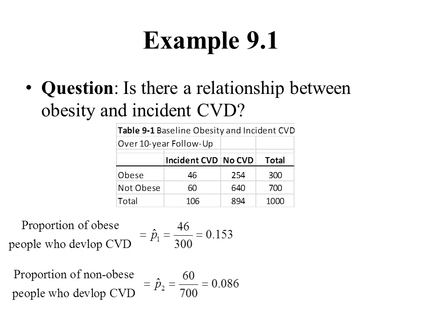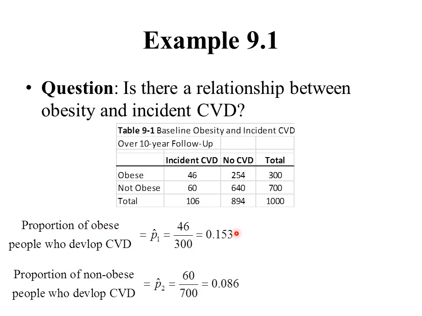Now let's calculate the proportion of non-obese people who developed cardiovascular disease. The denominator is the number of non-obese people. The numerator is the number of them who developed cardiovascular disease, 60. That comes out to be 0.086. So that tells us that 8.6% of the non-obese people in this study developed cardiovascular disease.